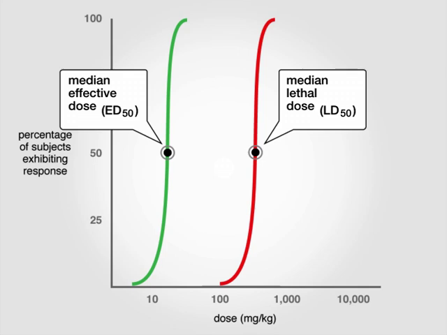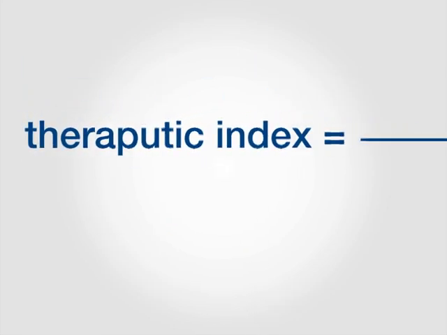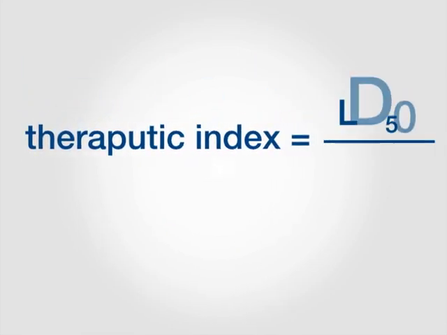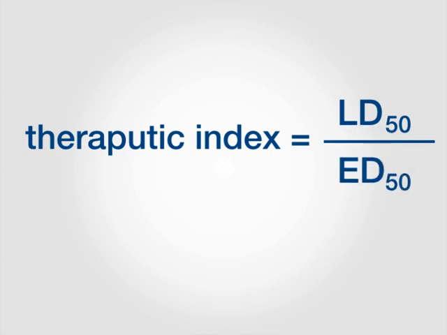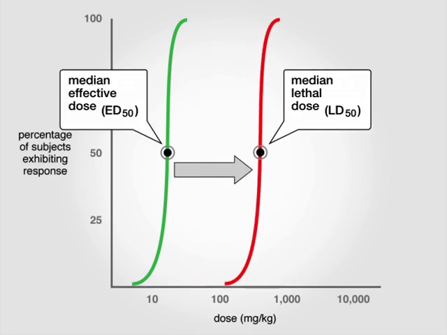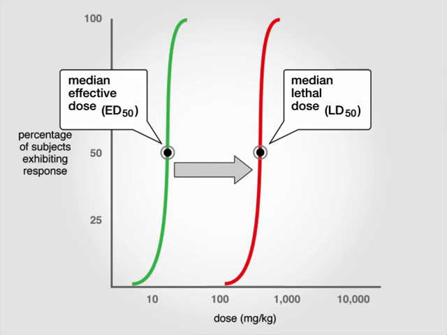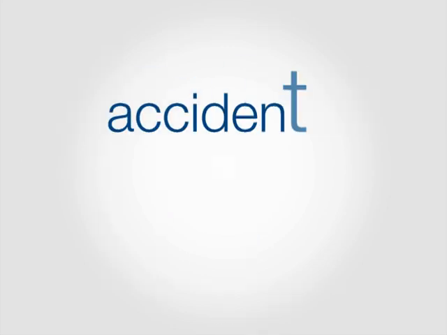But we can quantify how big this safety margin between ED50 and LD50 is with a ratio called the therapeutic index. Therapeutic index is the ratio of median lethal dose to median effective dose. We put median lethal dose in the numerator so that the farther away it is from the median effective dose, the higher the therapeutic index. Higher therapeutic index means a higher margin of safety from an accidental overdose.